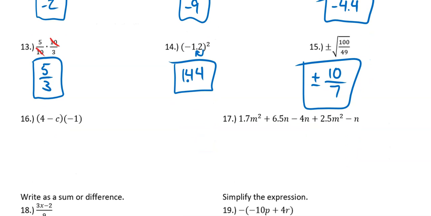If I look at this, this is my distributive property, even though it's written backwards from what we're used to. I'm just going to distribute that negative 1 to the binomial. And so negative 1 times 4 is a negative 4. Negative 1 times negative c is a positive c.